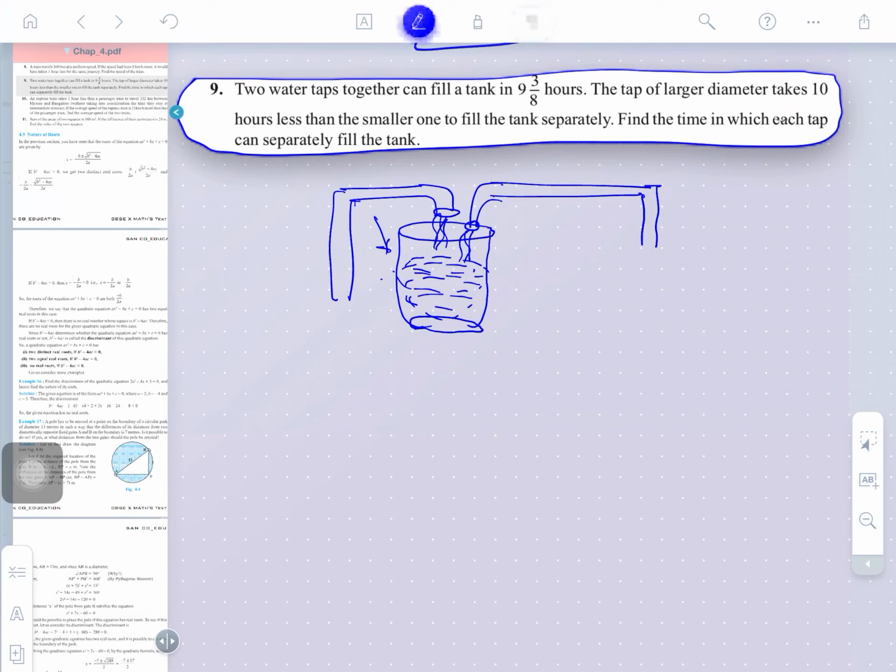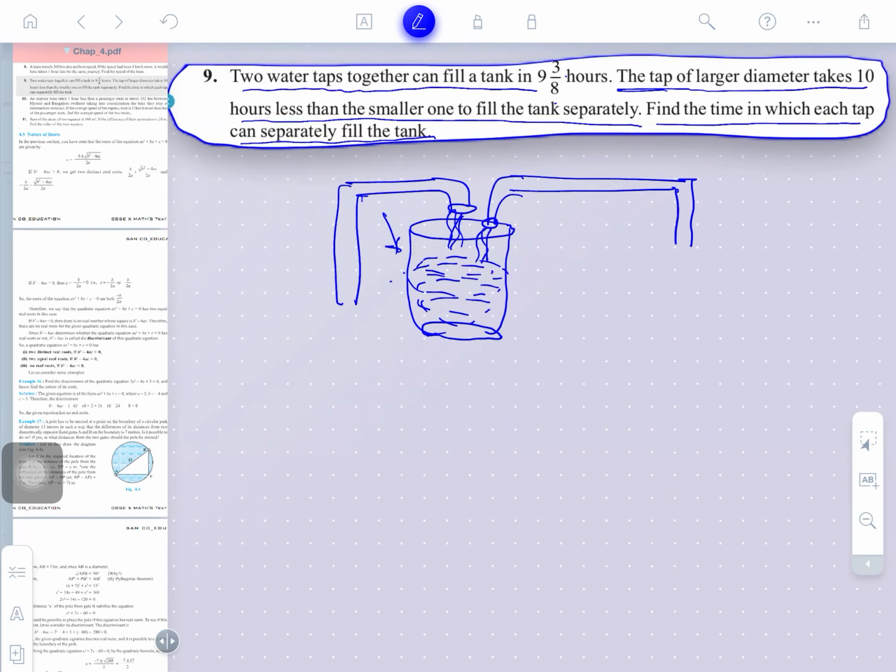Is that clear? So what is it saying here? Two water taps together fill the tank in 9 whole 3 by 8 hours. The tap of larger diameter takes 10 hours less than the smaller to fill the tank separately. Find the time in which each tap can separately fill the tank. Is that clear? So how can we do this?